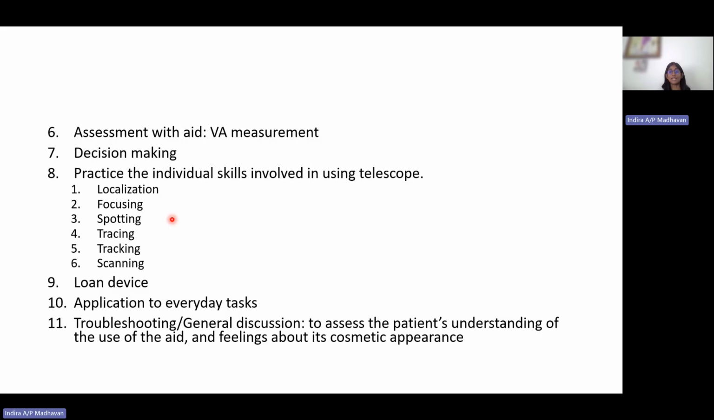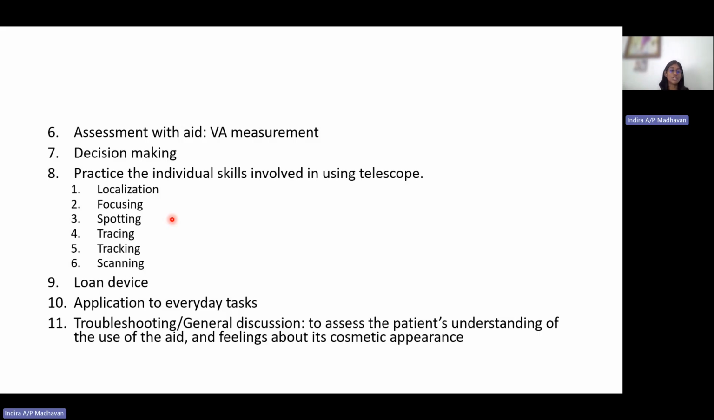And the last one is scanning. Just bring them to the next room, or the room beside. Just ask them to scan things in the room and let you know what things are inside the room. So this is scanning. So with the telescope, the patient is able to localize an object, focus on it, and spot, to look at the object that they want to see randomly. They're able to trace things, they're able to track, and also they're able to scan with a telescope.